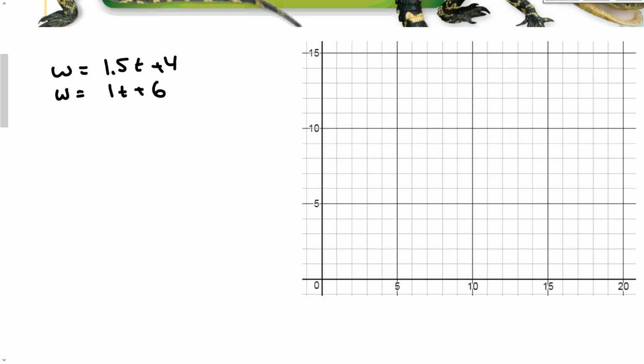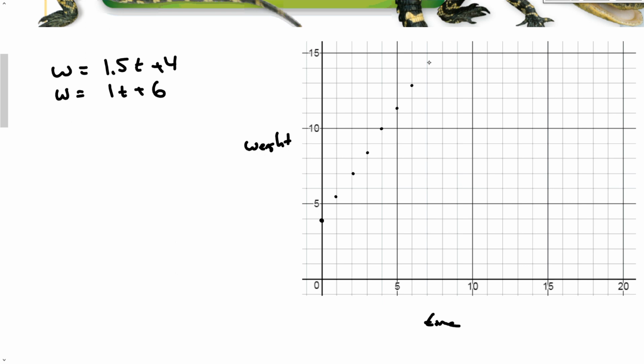For this particular graph, I didn't need any negative numbers because it wouldn't make sense to have a negative weight. So let's put time down there, and then weight on the left-hand side. And let's graph these. I have slope-intercept form already. Let's graph the first one. At 4, that's my intercept. And I'm going to go up 1.5, right 1, up 1.5, right 1. It's a little bit harder to use this one because we have some fractions, but that's okay. We can figure it out.